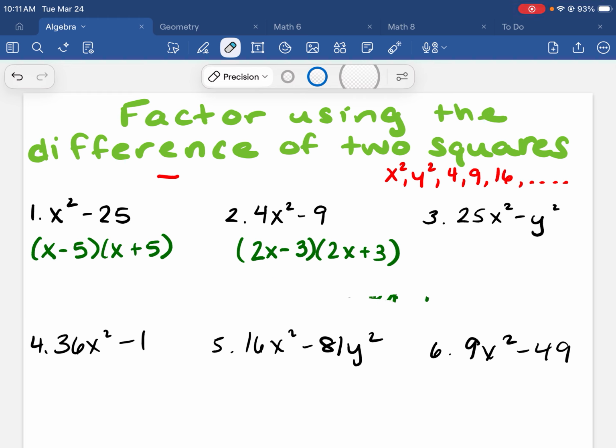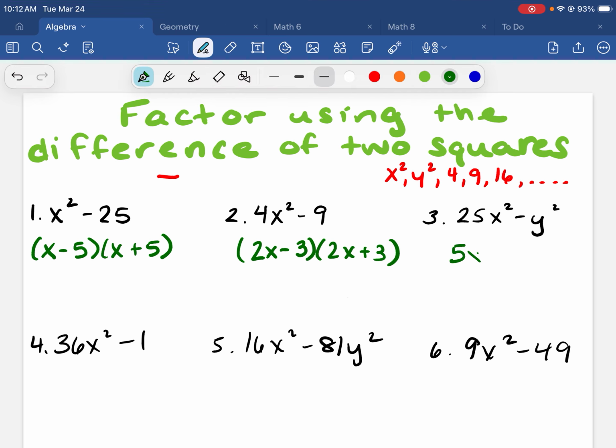So trust me on those. As long as we have a minus in the middle, the difference of squares, and we put the conjugates, those outer and inner terms will cancel. So number 3 here, 25x squared minus y squared. 5 squared is 25. X squared is x squared. X times x is x squared, and y times y is y squared. So I have 5x and y, minus and plus. The order doesn't matter which one comes first since multiplication is associative, so no matter where you put the parentheses, and multiplication is also commutative. The order doesn't matter.